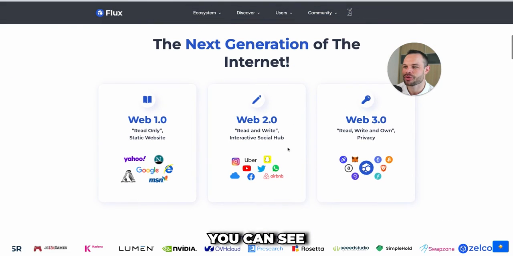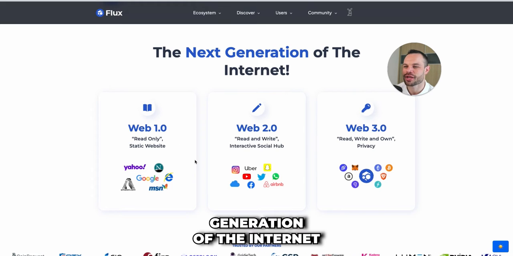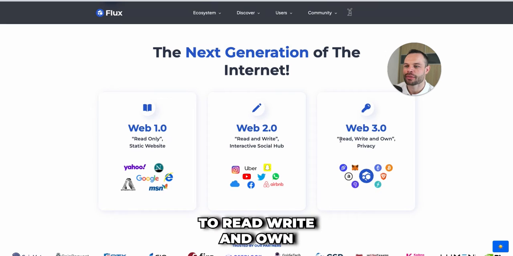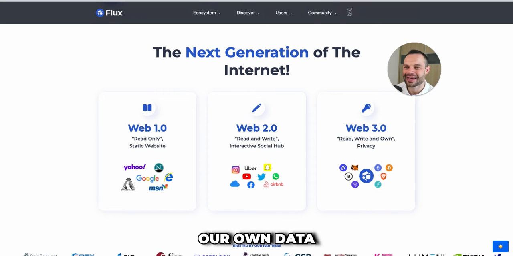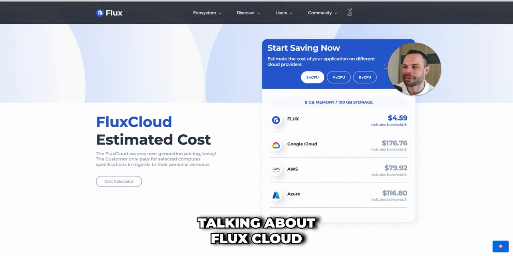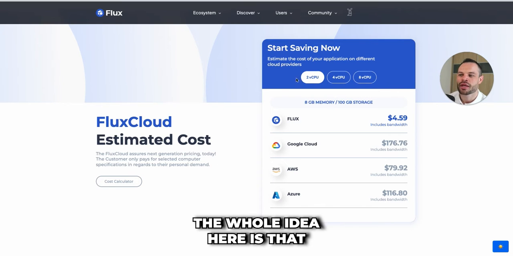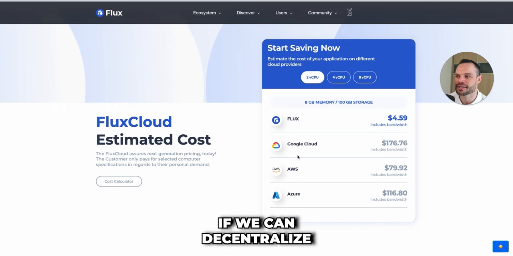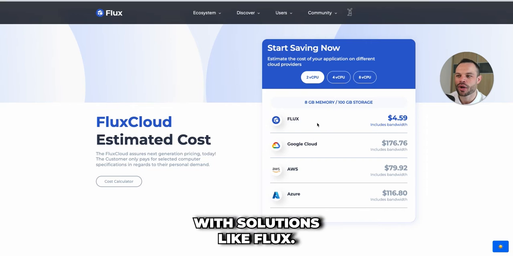And again, if we scroll down here, you can see that they're outlining the evolution of the next generation of the internet, where in a Web3 world, we're able to read, write, and own our own data from a privacy and data standpoint. And again, if we jump down here, when we're talking about FluxCloud and estimated costs, the whole idea here is that if we can decentralize the cost of this cloud compute, the idea in theory at least, and exactly what FLUX is showing here, is that the cost for us to use services like Amazon, AWS, or Google Cloud are significantly reduced when we can do that in a blockchain decentralized manner with solutions like FLUX.